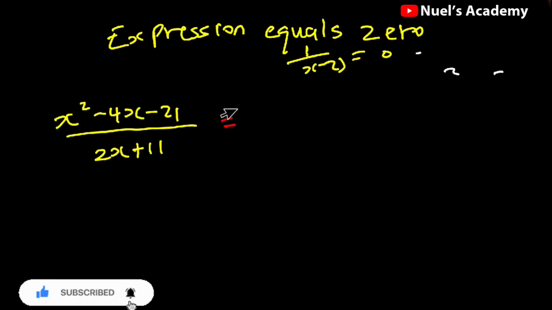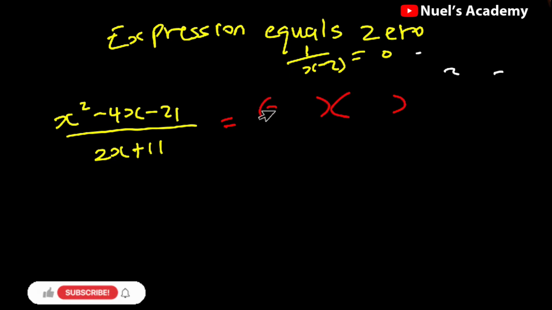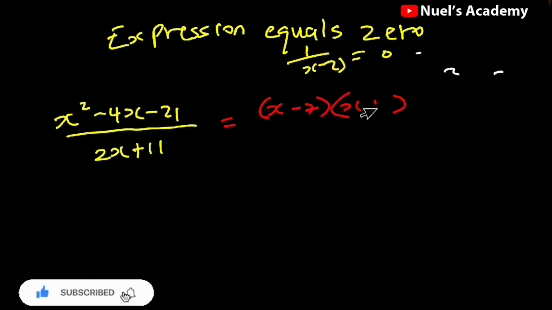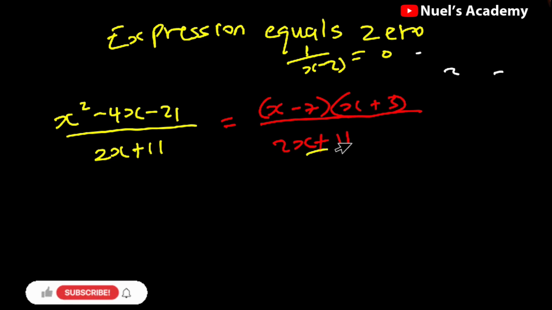Let's factorize the numerator. So if you factorize the numerator, we are going to have two numbers that when you multiply them, you get negative 21. When you add them, you get negative 4: negative 7 and positive 3. So over, we have 2x plus 11. Of course, this cannot be factorized further, and this is the simplest term of this expression.